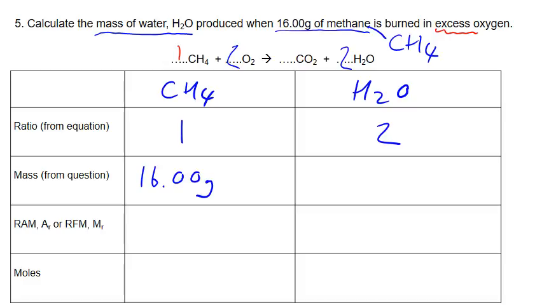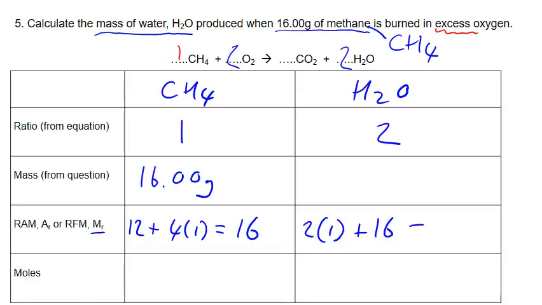Now I need to look for atomic masses, ARs, or formula masses, MRs. I'm looking at CH4 and H2O, so they're both going to be MR. To work out CH4, methane, that's going to be 12 plus 4 times hydrogen, each having a mass of 1. So the total of that is going to be 16. And then for water, there are 2 hydrogens, each with a mass of 1, plus 1 atom of oxygen with a mass of 16. So this is going to be 18.